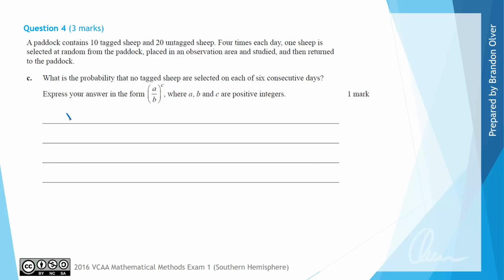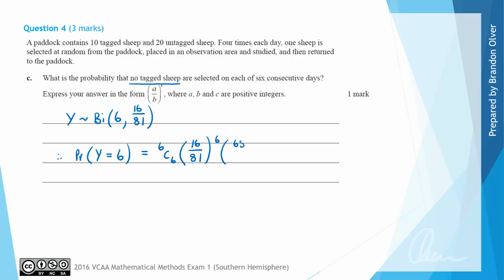So we could have this time the binomial variable Y, so Y is distributed binomially, with 6 trials, and the probability of getting no tagged sheep is what we found earlier on, which was 16 over 81. Therefore, the probability of getting 0 tagged sheep 6 days in a row is equal to 6 choose 6, the probability of success, which is 16 on 81 to the power of 6, and the probability of 65 on 81 to the power of 0.